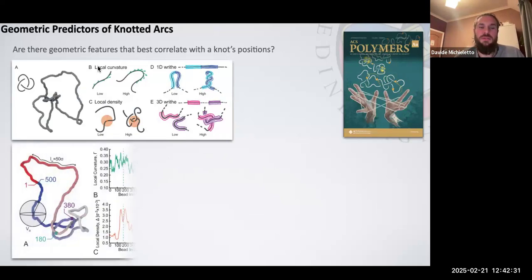We computed a number of things, for instance, local curvature or local density. If you compute the local curvature along this, you get something that is quite noisy. If you get local density, you start to see some kind of patterns. Here there are some peaks, maybe they are correlated to where the essential crossings are.